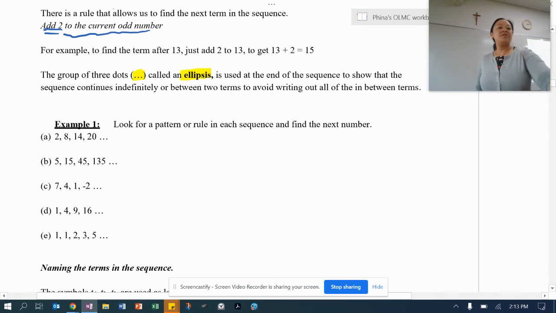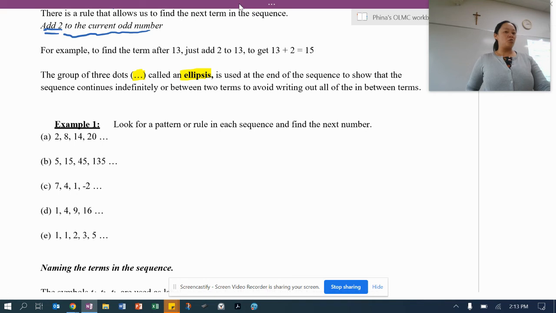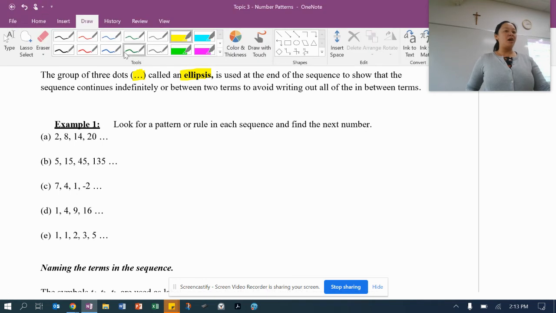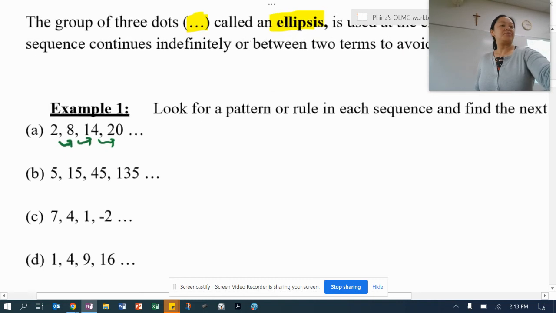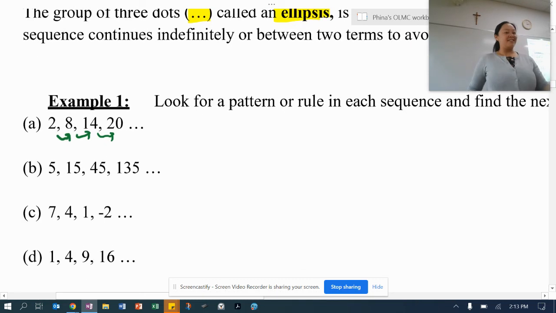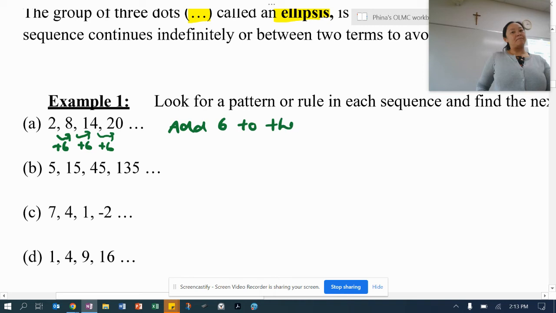All right, so example 1 says look for a pattern or a rule in each sequence and find the next number. So what's happening? Can anyone see what's happening in this sequence each time? I'll zoom in. Yeah, nice. We're adding 6 each time. So 6 plus 8 is 14. 14 plus 6 is 20. So we are adding 6 to the current number.